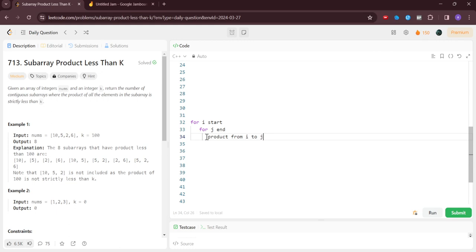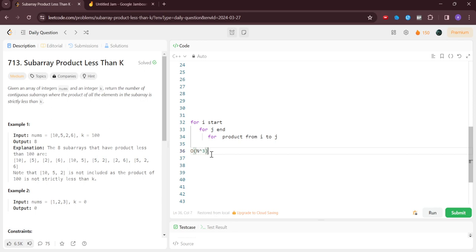So this will be our approach for the brute force, where we pick one starting point, then pick the ending point, and from those endpoints we calculate the product from i to j, and check whether this subarray's product is less than k. If it is less than k, we increment the answer, and at last we return the answer. The time complexity is going to be big O of n cube. Why? Because we are taking 3 for loops in this particular case.